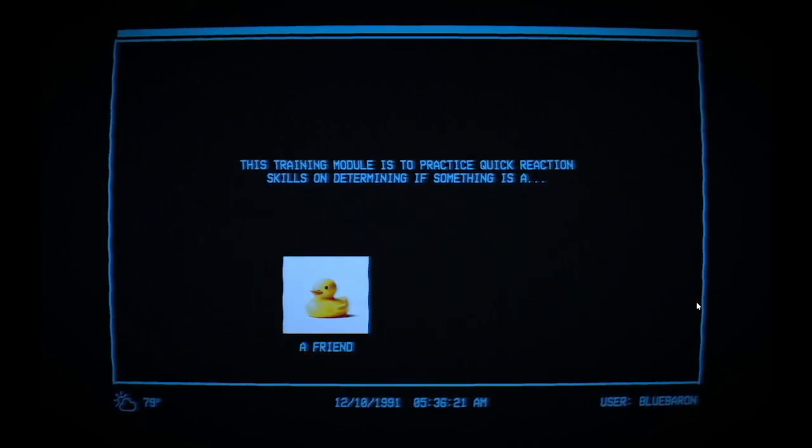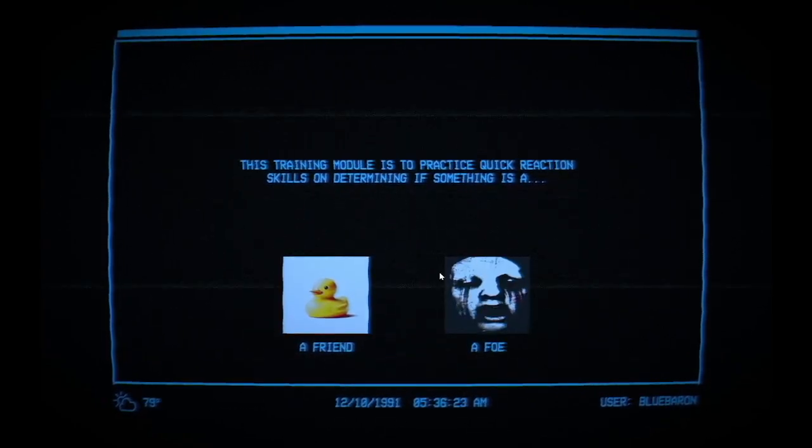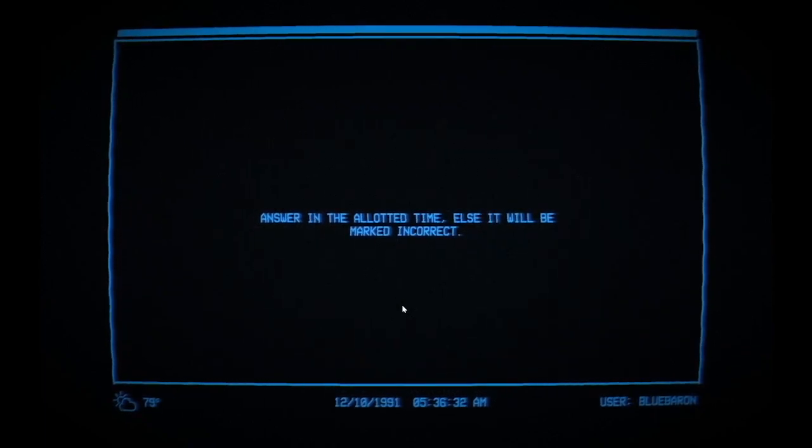Training module is to practice quick reaction skills on determining if something is a friend or a foe. Answer in the allotted time, else it will be marked incorrect. Begin.